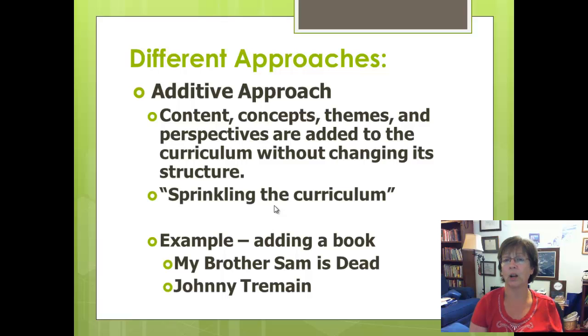The book that I really enjoyed for the American Revolution is Johnny Tremain. It has a lot of images. It has a lot of nice language. It really gets into the ideals of the American Revolution. But you're going to see that this really is for a higher level reader.